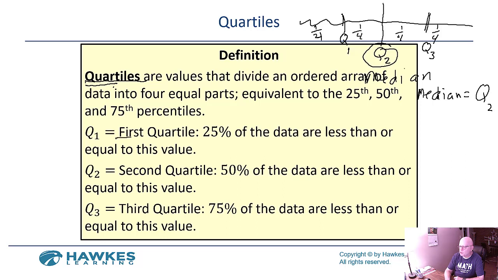So note the first quartile, that's up here. 25% of the data, 1/4 of the data are less than or equal to that. Second quartile, also known as the median, 50% of the data are less than or equal to that because it's right in the middle. And the third quartile represents the point where 75% of the data are less than or equal to that value. Here's Q3, and you've got 3/4 of the data where 75% of the data is less than that.